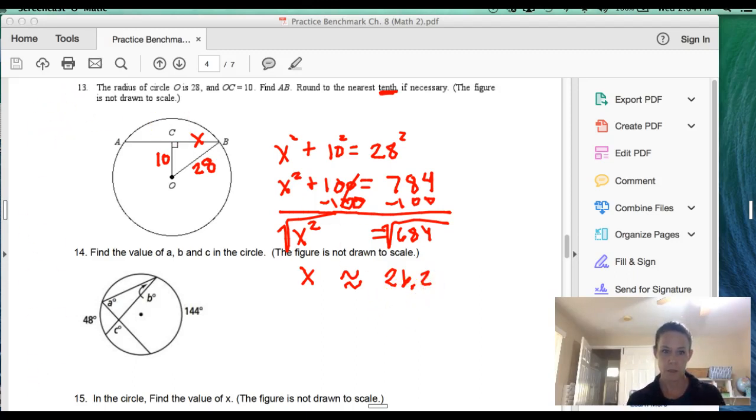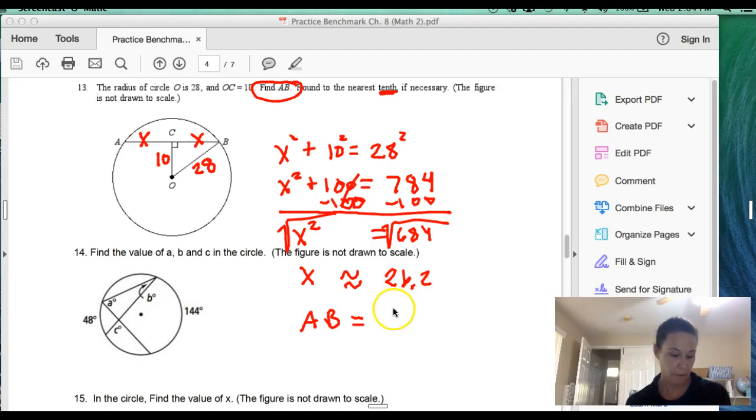And so we found the value of x. Careful, we are rounding to the nearest tenth. That's not what they asked for. They asked for AB. So finish the problem. This also will be x. So the whole value will be 2 x's. So I'm going to find AB, which will just be 26.2, and we're going to multiply that by 2.